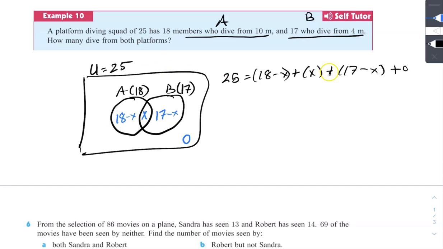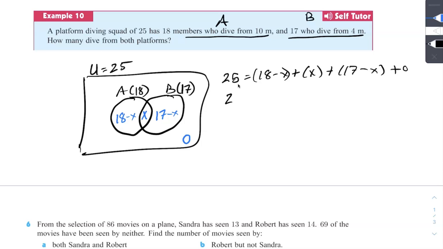Now the parentheses are only for effect, so I want you guys to be able to see where I'm coming from. So where I get that from, that's from this portion, then plus x from this portion, plus 17 minus x from this portion, then you add the outside portion. When you add up all those portions, you get the universe, which is 25. And now it's just a math problem.